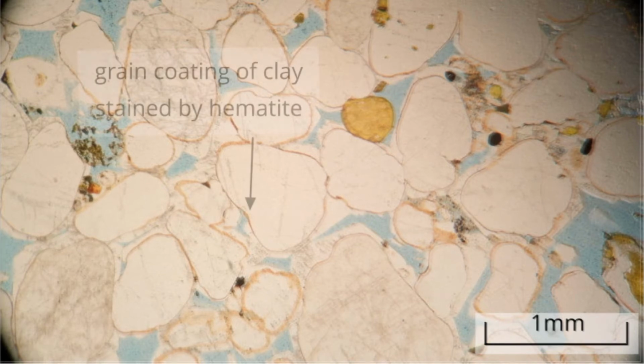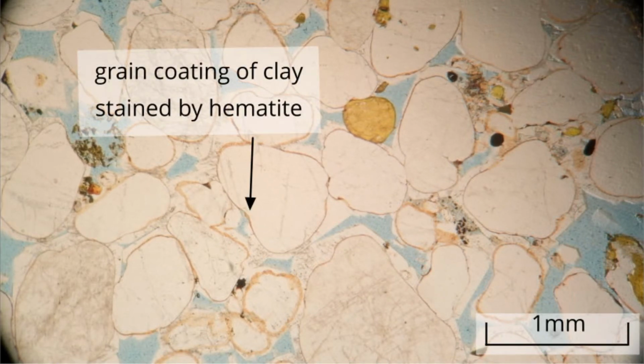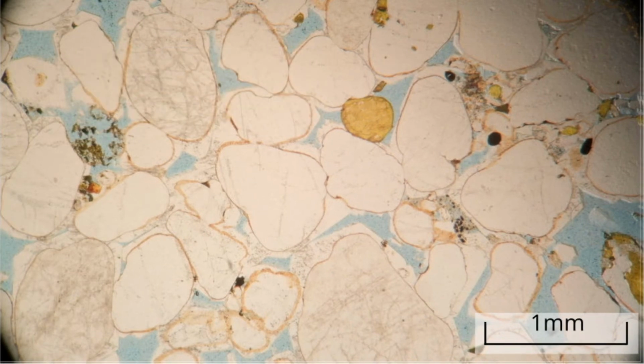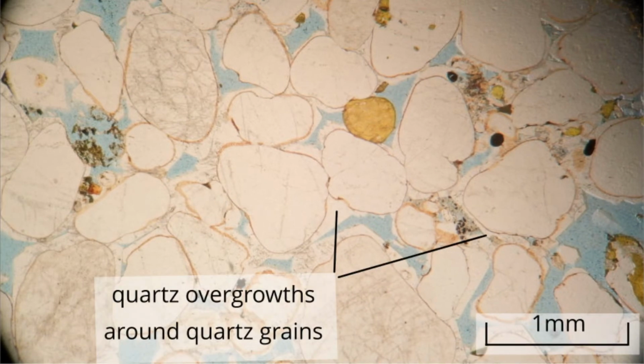Original grain boundaries are shown by the red-brown lines. This red-brown colour is caused by the grains being coated with a thin clay layer that has been stained by hematite. Hematite is an iron oxide mineral. The mineral forming these grains is quartz. And you can also see that quartz has formed as overgrowths into the pore spaces.